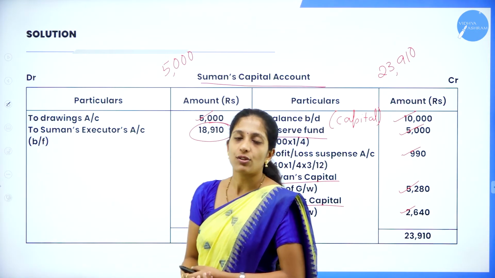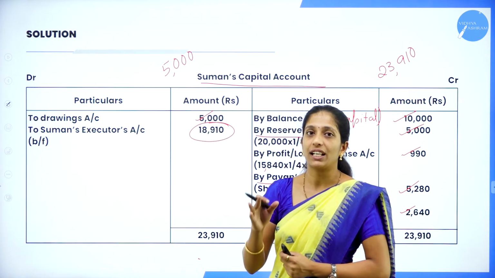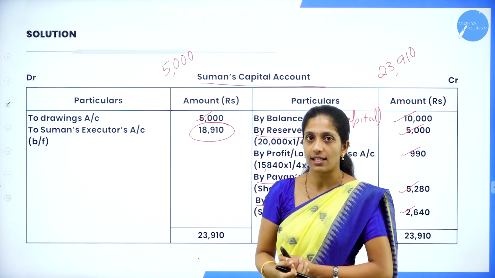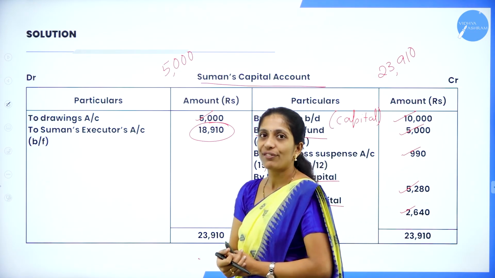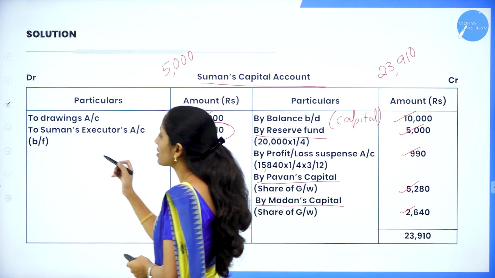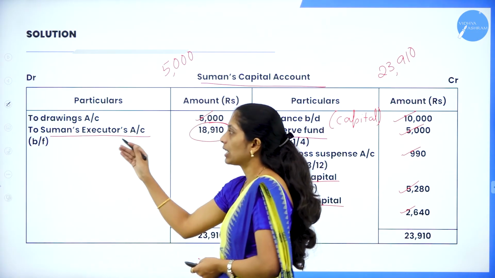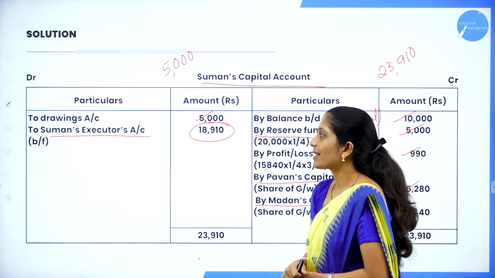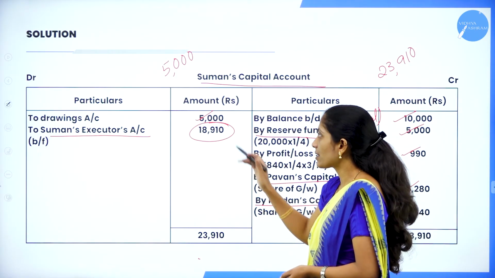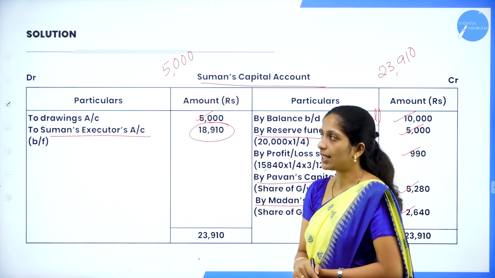Now what is this 18,910? It is a balancing figure, the amount that has to be paid to the deceased partner. Now it will be transferred to the executor's account, that is the deceased partner's executor's account. So how do you record? To Suman's executor's account, the balancing figure, 18,910.